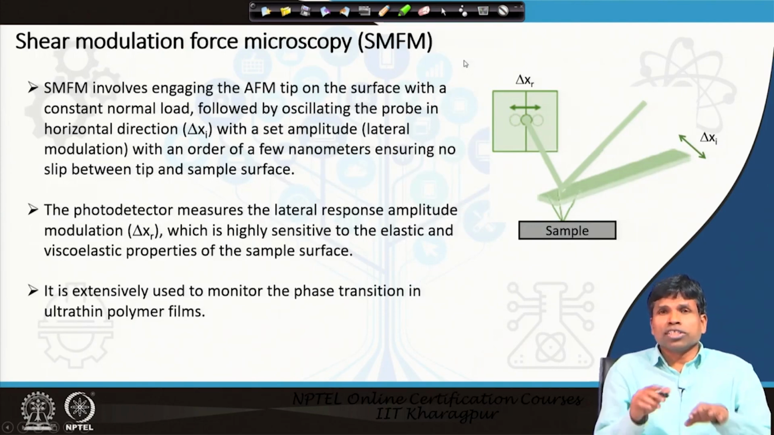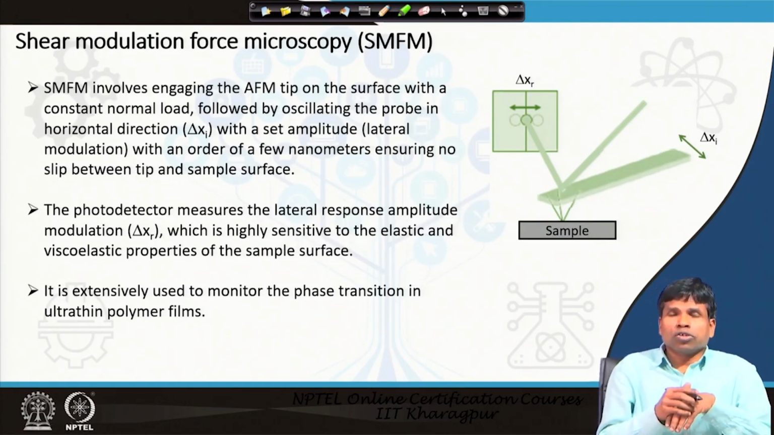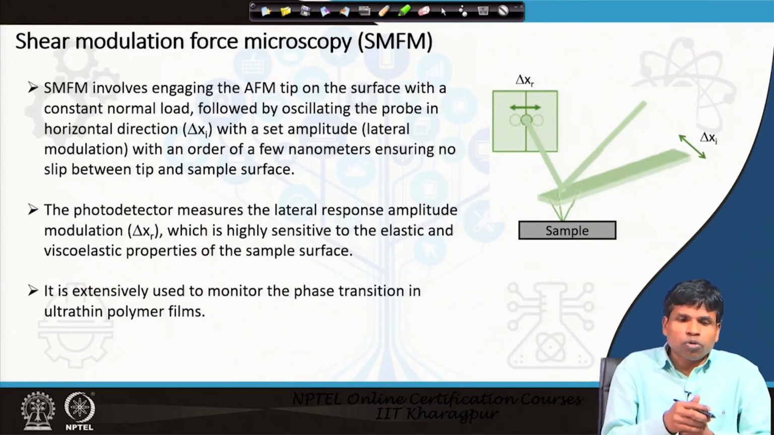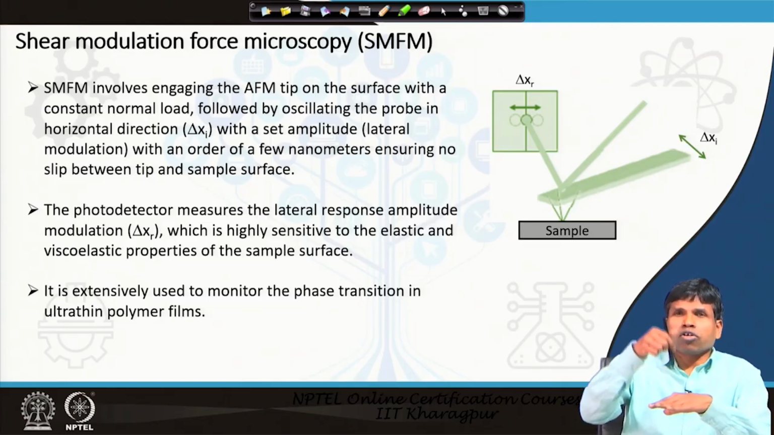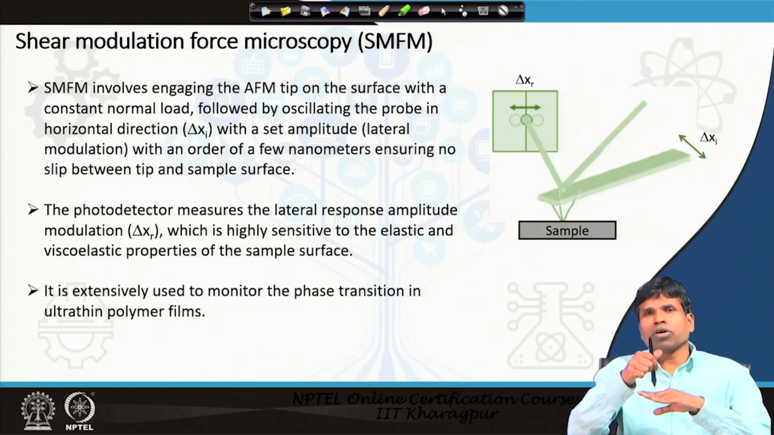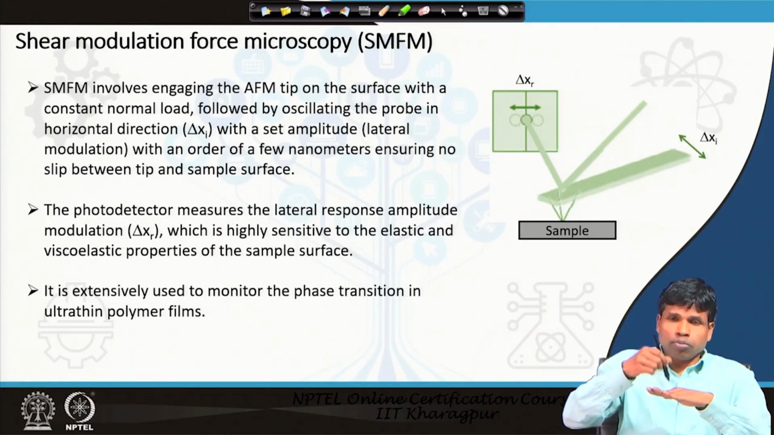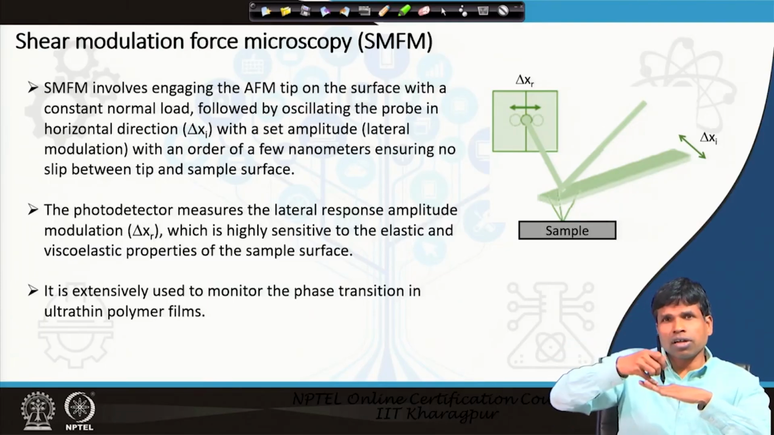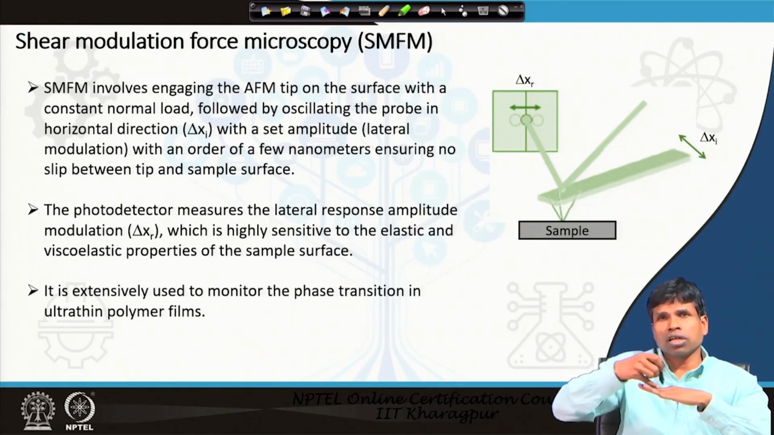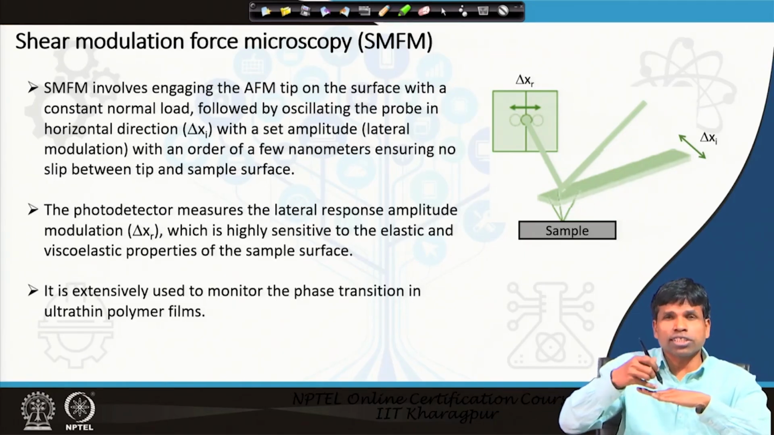So, in addition to this horizontal deflection, one can also do shear measurement, like shear modulation force microscopy. In the contact mode, we put a constant load force, and then when we scan on the surface through a raster scan, due to frictional force we see a horizontal displacement. Now imagine you put a constant force, and after putting a constant force, you make a modulation in the horizontal direction. Put a vertical force, then make a horizontal modulation at the same place. This is called shear modulation.